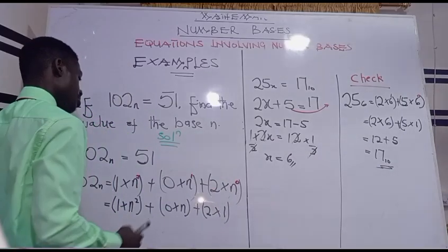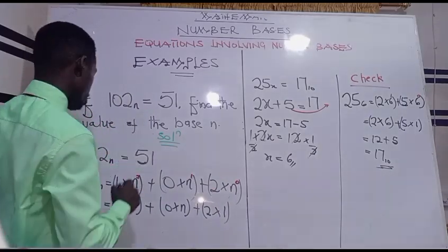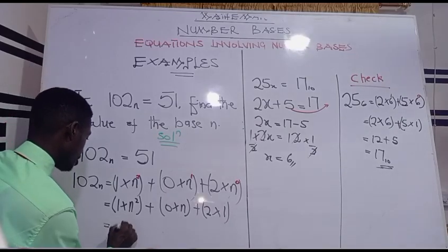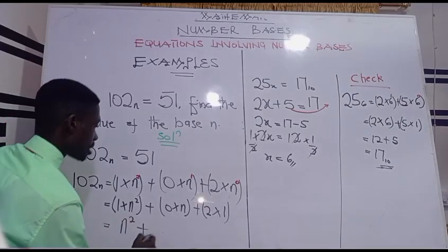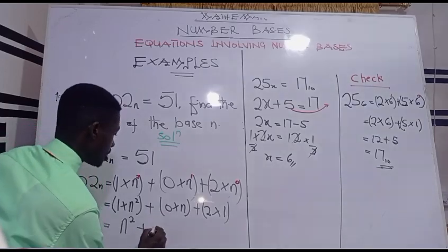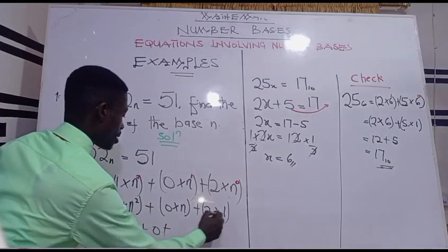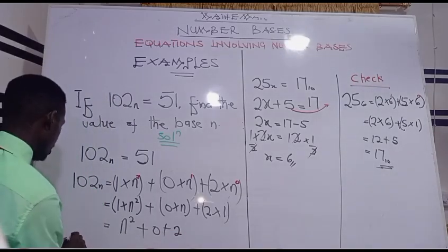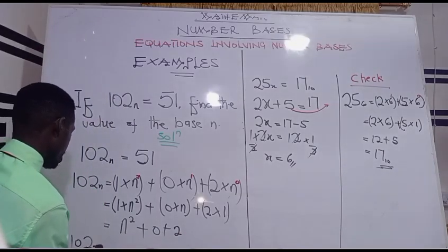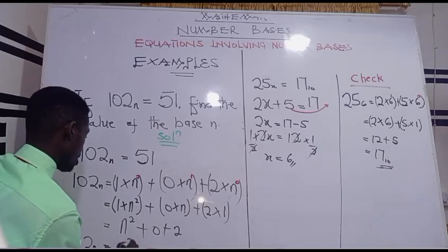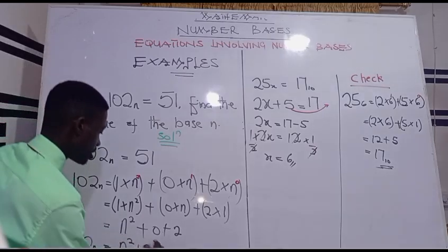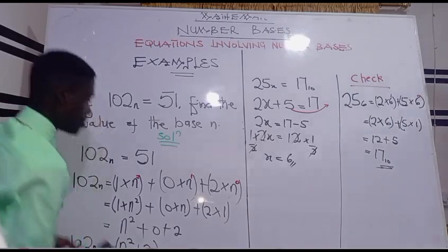Any number raised to the power 0 is 1. Good. So we have 1 times n squared will give us n squared, plus 0 times n will give us 0, plus 2 times 1 will give us 2. So we can see that 102 base n is equal to n squared plus 2. Good.